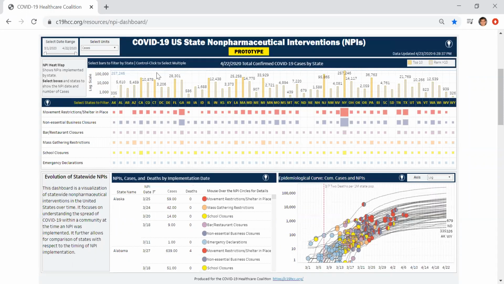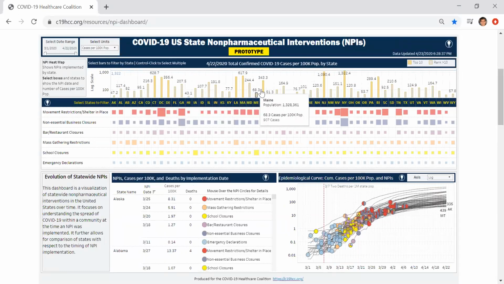In the top part of this visualization, we can easily see which states are currently experiencing the most cases of cumulative COVID-19 disease. By toggling to a per capita view, we can further understand the severity of COVID-19 occurring within those states at the current time.